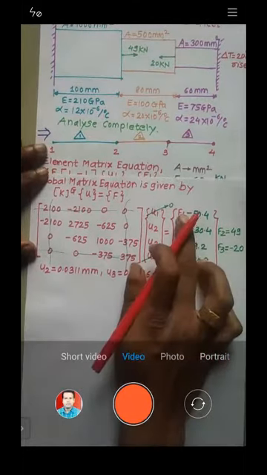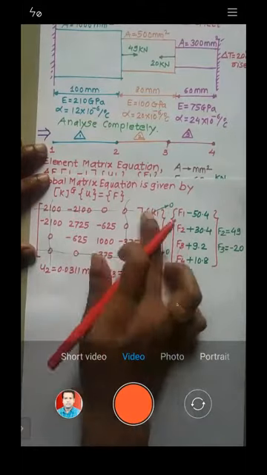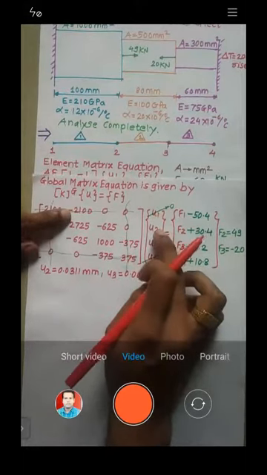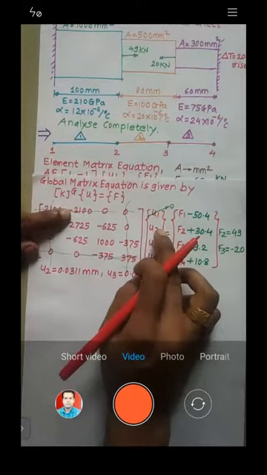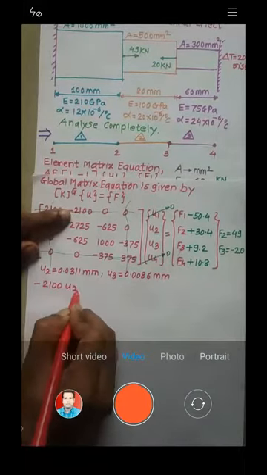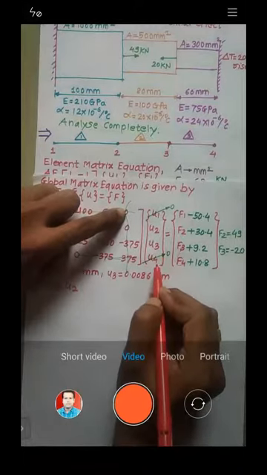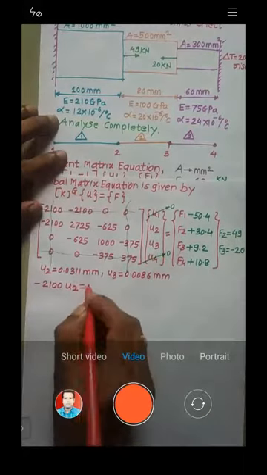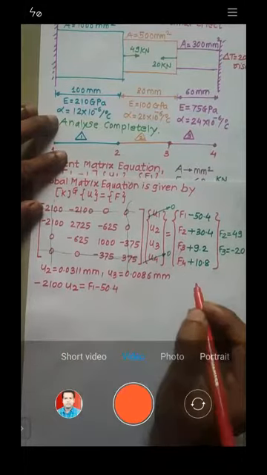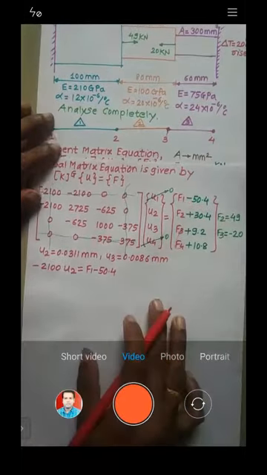So in order to calculate the value of F1, just multiply first row, first column. So this into this is 0, right? Then minus 2100 into U2, I will write up minus 2100 into U2. Then 0 into U3 is 0, 0 into U4 is 0, is equal to F1 minus 50.4. First row, first column: F1 minus 15.4.